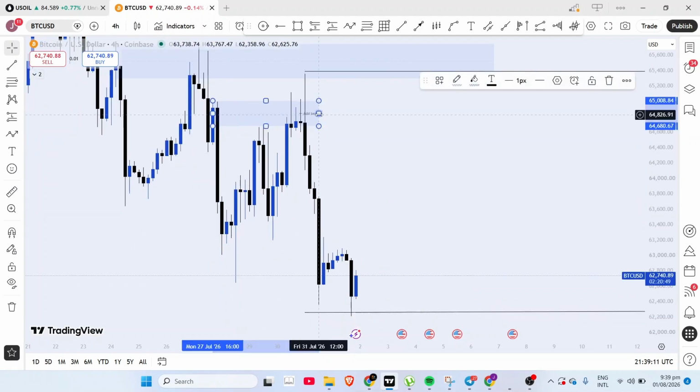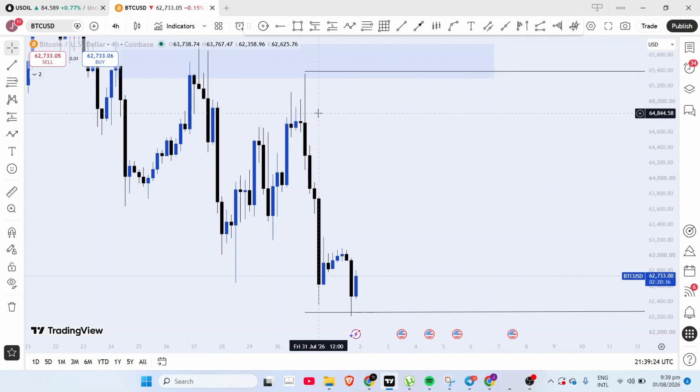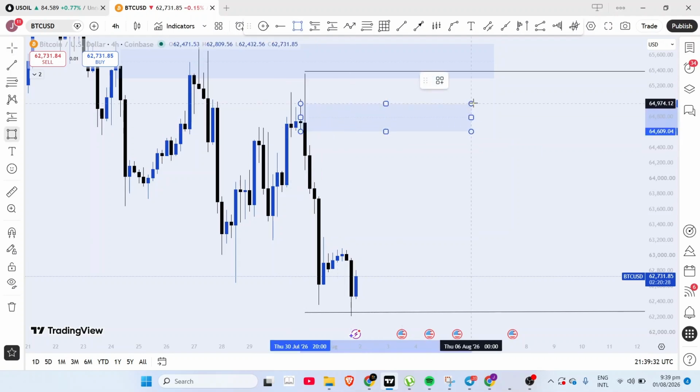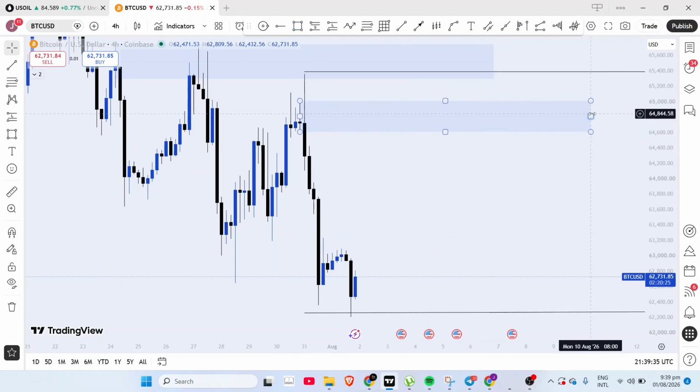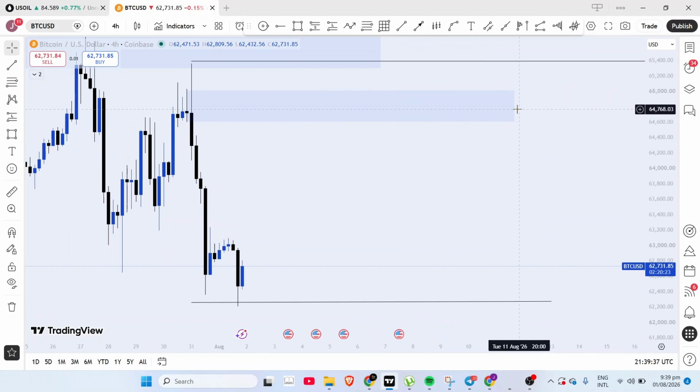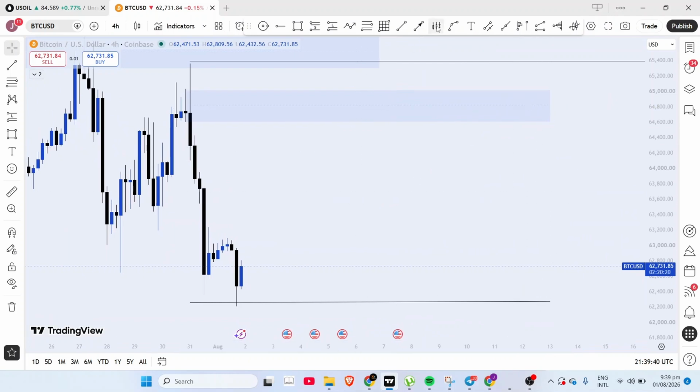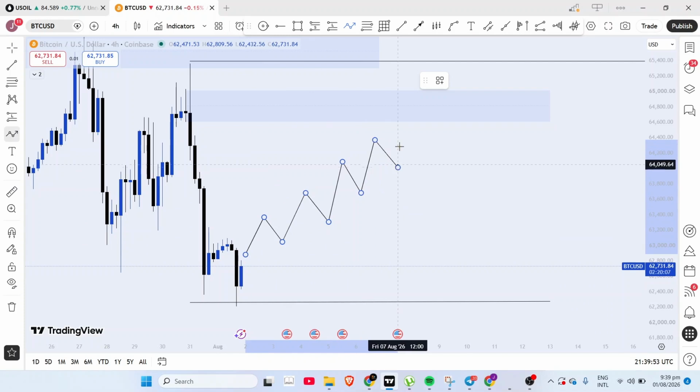What I'm looking at now on BTC is for price to come to anywhere from this zone, anywhere around these levels. I would appreciate price to come back to continue the bearish movement. If we can have some kind of movement into this point of interest, then we have some change of character.